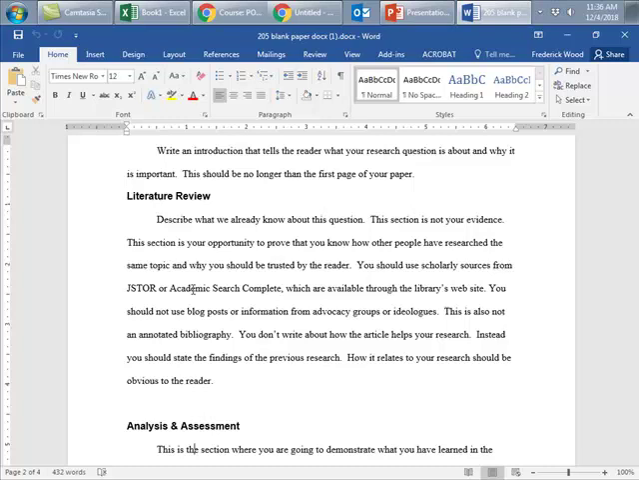For your 5-page paper, your introduction is going to be half a page, tops. Your literature review, 1.5 pages, 2 pages. Okay? It's not going to take forever.